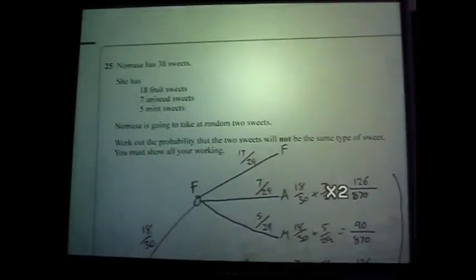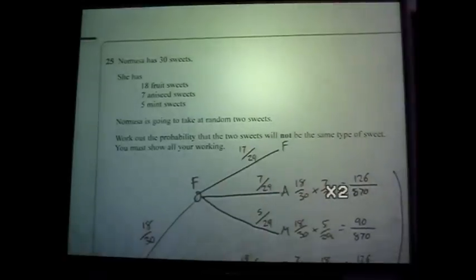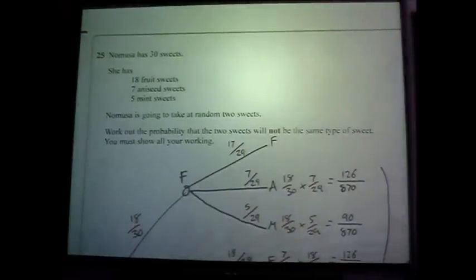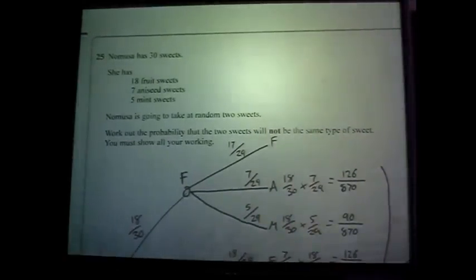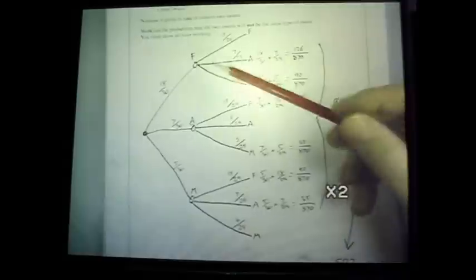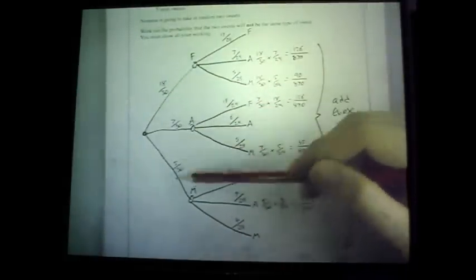This is a probability tree diagram. Let's quickly read the question. 30 sweets, 18 fruit, 7 aniseed, and some mint ones. I'm going to take 2 sweets at random, work out the probability that they will not be the same type. I'm going to go through this fairly quickly. You need to know what a probability tree diagram is and what it does. So here you've got fruit, aniseed, and mint, and I put my probabilities in here. So it's 18 over 30, and so on. The key thing here, and I'm just going to zoom in on this top bit and explain this, because some people get this bit wrong.